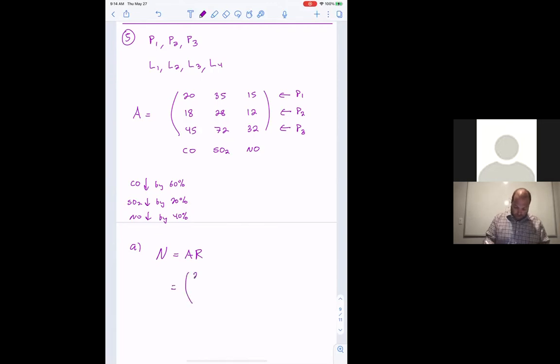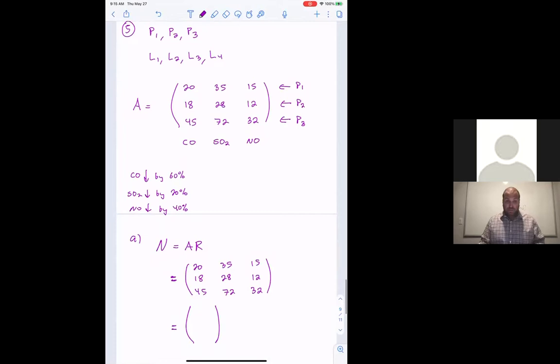So 20, 35, 15, 18, 28, 12. Of course, you should be doing this yourself. First, we want to find R. Write down the matrix R such that N is equal to AR, and then find N. So what is N? N is the total number for each product. That's one number for each product. So N is going to be a 3x1 matrix because it wants one number for product 1, one number for product 2, one number for product 3. The only way that can work is if R is a 3x1 matrix.